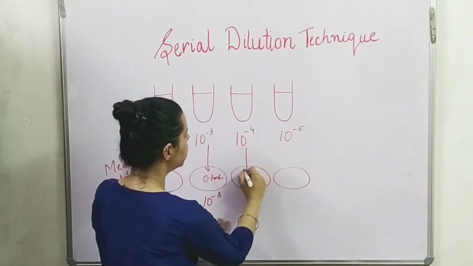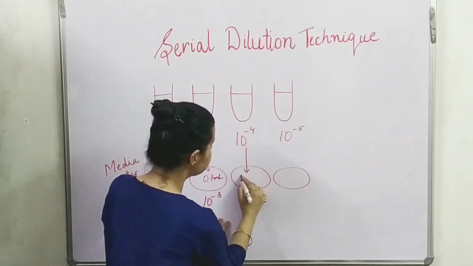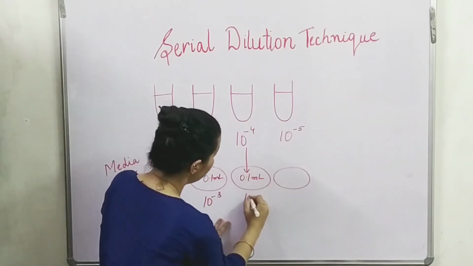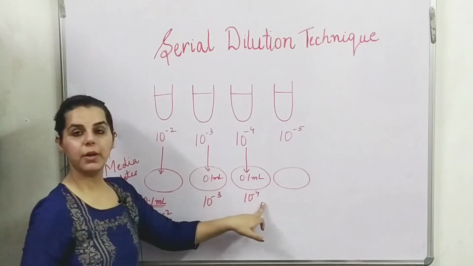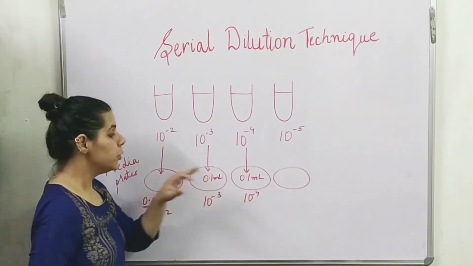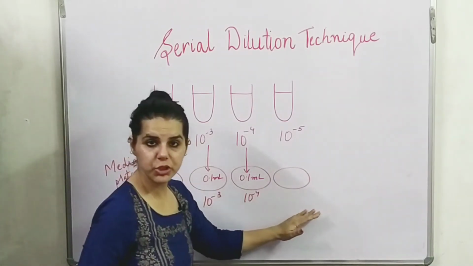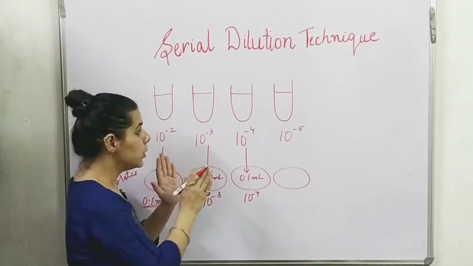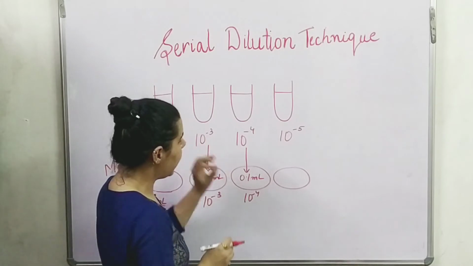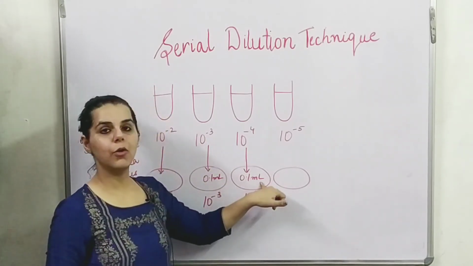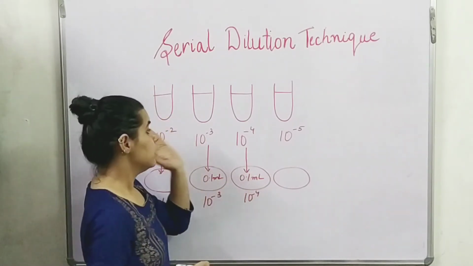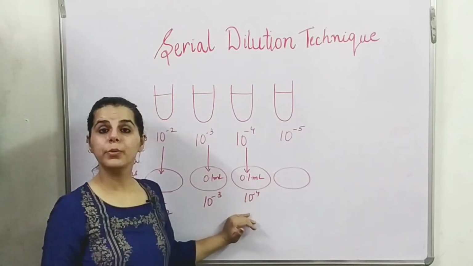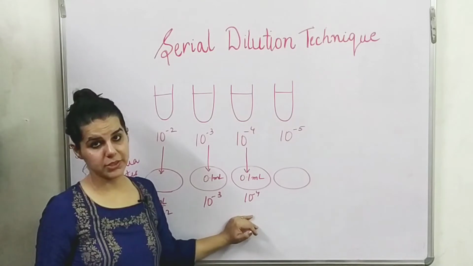Similarly, again 0.1 ml of the quantity of this aliquot I am going to add to this petri dish and label it as 10 to the power minus 4. You must label all your petri dishes in advance, taking care that you add 0.1 ml of the particular dilution, the particular aliquot, into the properly labeled petri dishes.